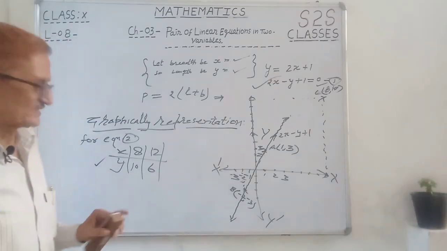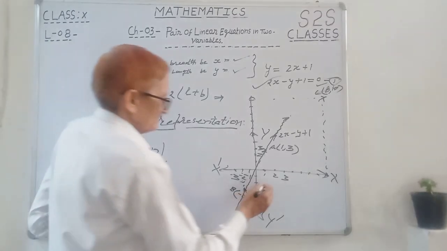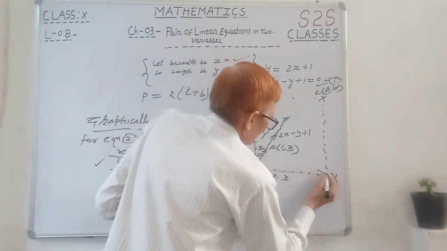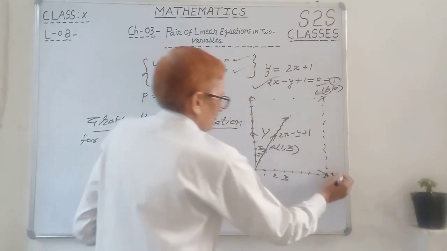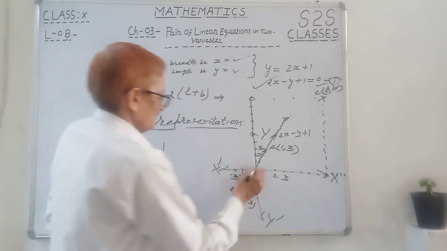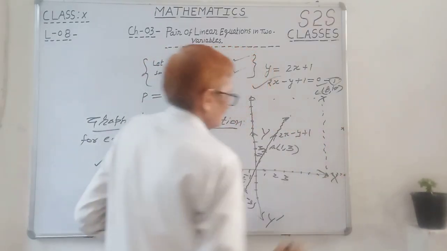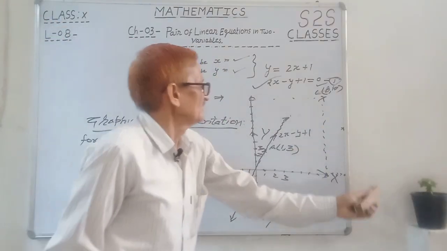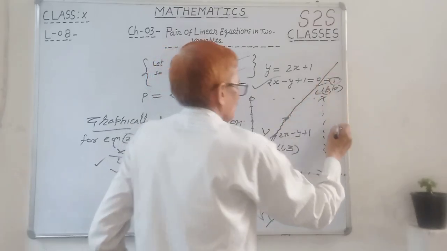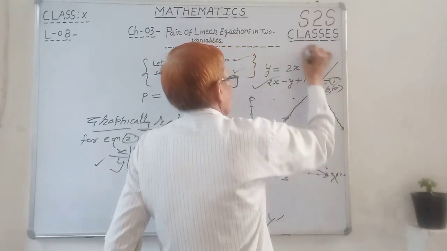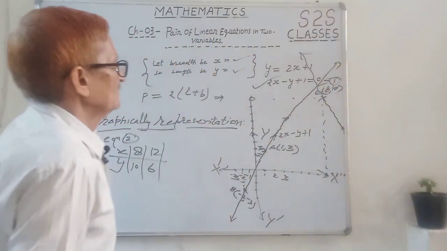Okay, now other point, second point for the second equation 12 comma 6. So 12, 2, 3, 4, 5, 6, 7, 8, 9, 10, 11, 12. So 12 will come here and 12 comma 6. 1, 2, 3, 4, 5, 6. 12 comma 6. Okay, like this. So the equation line will come here and this we have to produce, and this also we have to produce. Then these will intersect.